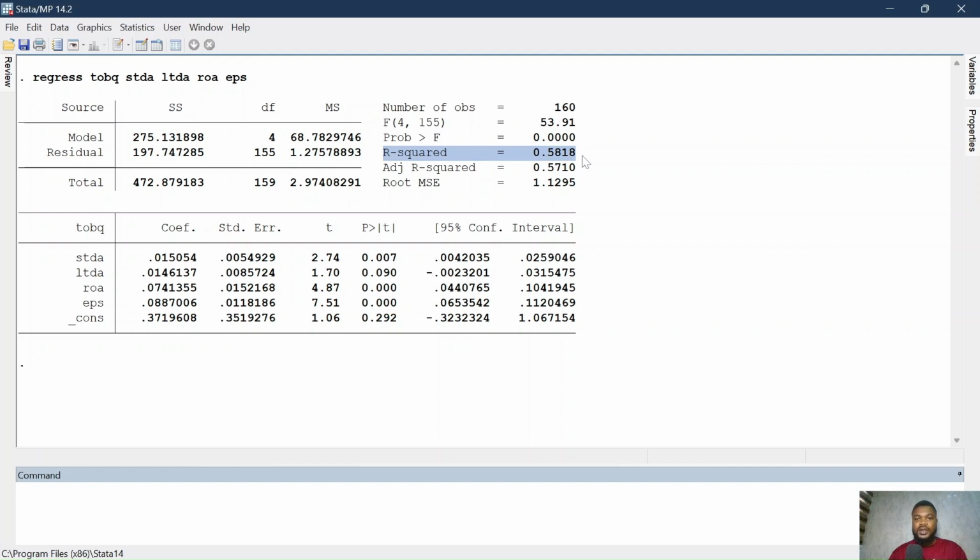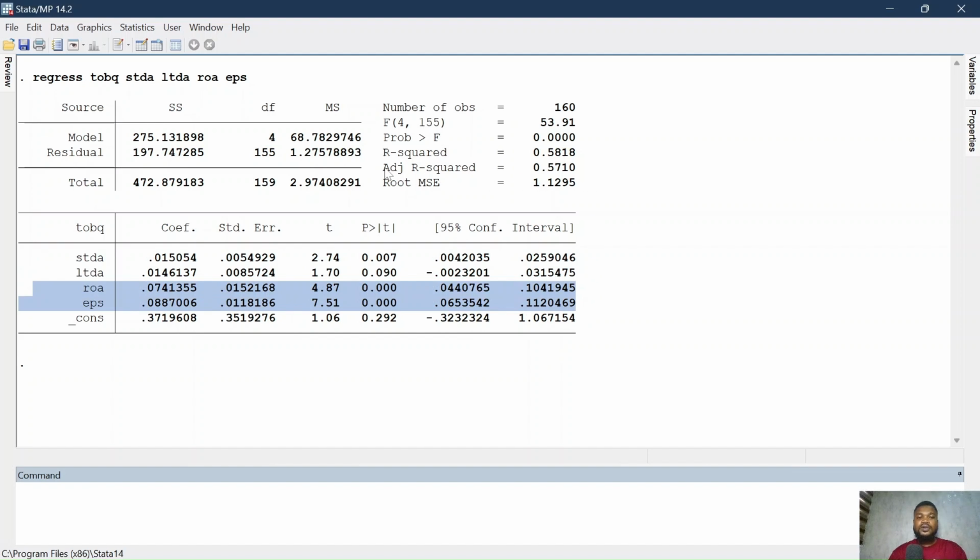Now the R square will tell you that the changes that occur to the dependent variable are as a result of the combined effect of all of these independent variables. So my result tells me that 58% of the changes that happen to Tobin Q are as a result of the combined effect of my capital structure proxies as well as the profitability proxies.